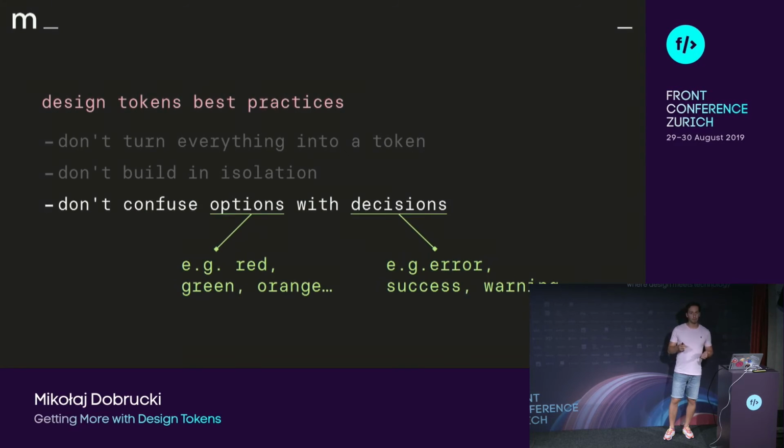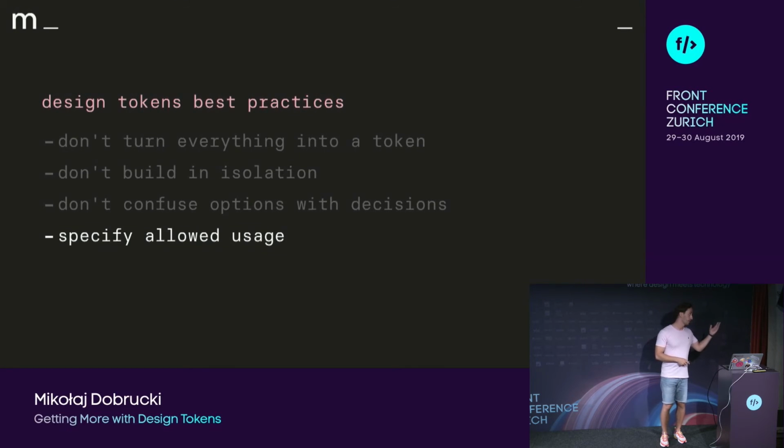And usually both of those things are needed, and you will find them in your project, but the thing is not to confuse them with one another. And don't put a red color and a success color on the same palette. First define your palette, first define your options, and then decide which of the options are used for what design decisions. This will help you a lot. And also it will help you a lot with specifying the right usage of the tokens.